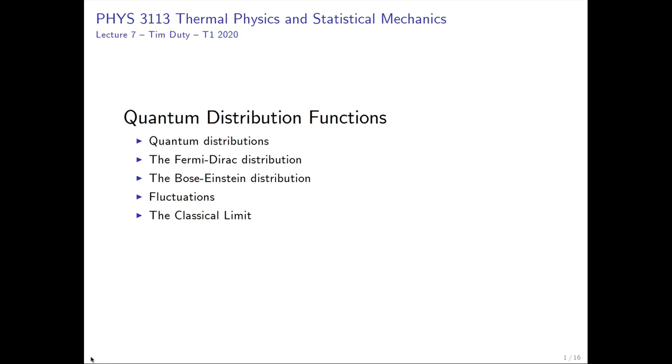Well, hi, this is Tim Duty coming at you again with another installment of Physics 3113, Thermal Physics and Statistical Mechanics. And this is Lecture 7, and today we're going to jump right into it and discuss what is known as quantum distribution functions. We'll develop those both for fermions and bosons, and then we'll move on to discuss fluctuations, and finally we'll go to the classical limit.